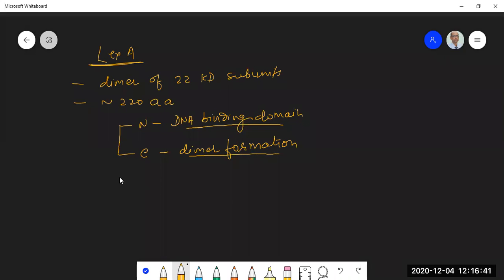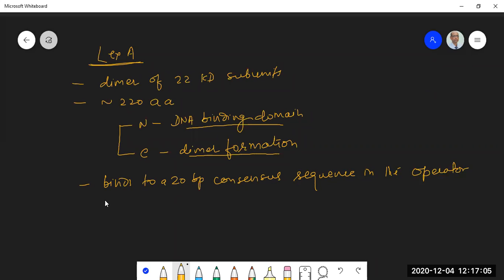And where does it bind? It binds to a 20 base pair consensus sequence in the operator region, and that is called the SOS box.